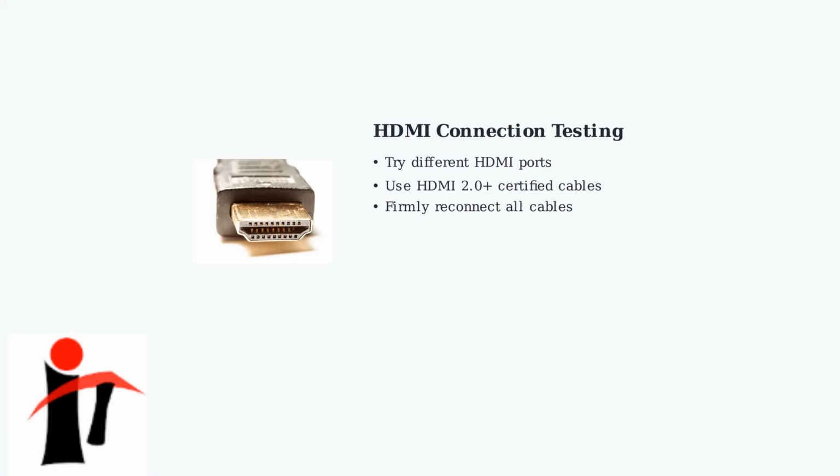Physical HDMI connections are often the culprit behind audio issues. Testing different HDMI ports on your TV and using high-quality HDMI cables can resolve many compatibility problems. Always use HDMI 2.0 or higher-rated cables for optimal performance.